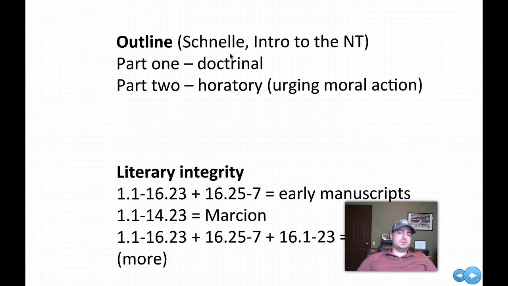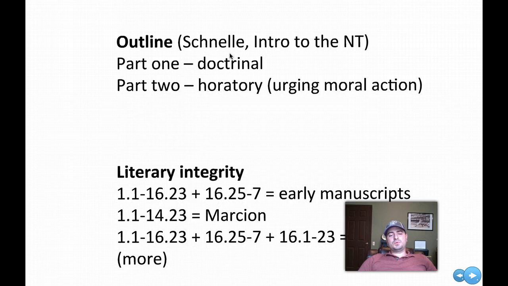Anyway, he divides Romans into two basic divisions. The first one is doctrinal, and you get that when you're reading Romans chapter 1. You see very clearly that Paul is teaching doctrinal content, and that means it's mostly teaching about God, and also humans' relationship to God, of course. And then part two is hortatory, which means that Paul is urging moral action. And the moral action part is very short.